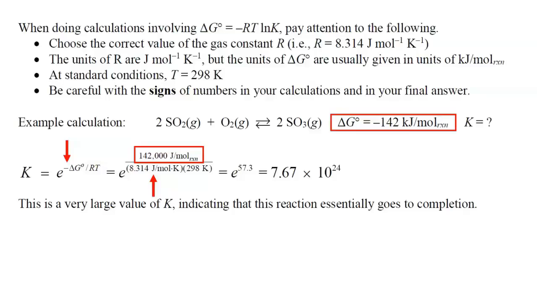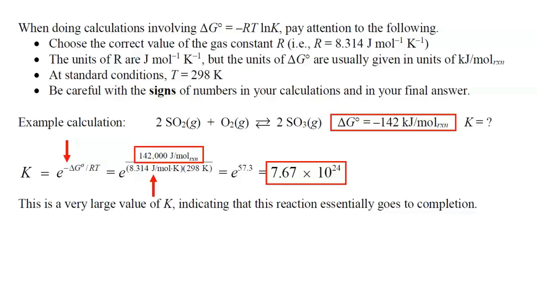So e raised to the 57.3 power is a very large number. It's 7.67 times 10 to the 24. Now, this is a very large value of the equilibrium constant K, indicating that this reaction essentially goes to completion.